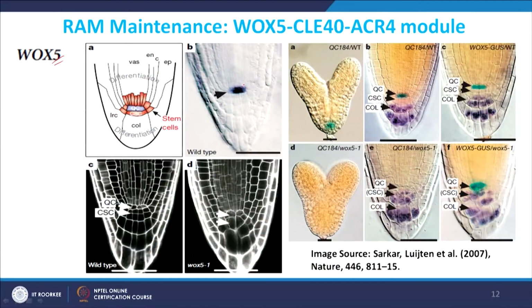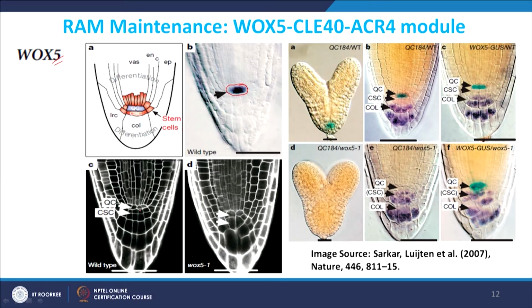So this VOX5 is another homeobox domain containing transcription factor, but it has a more positive role in root stem cell maintenance or QC identity, unlike fabulosa and revoluta. If you look at the expression pattern, this is VOX5 promoter activity or RNA, and you can clearly see that it is very specifically expressed in the QC.